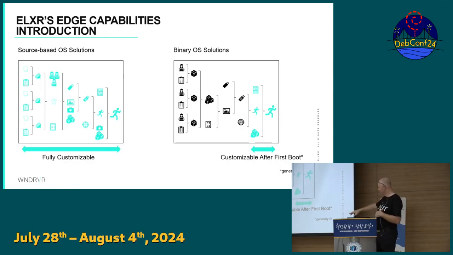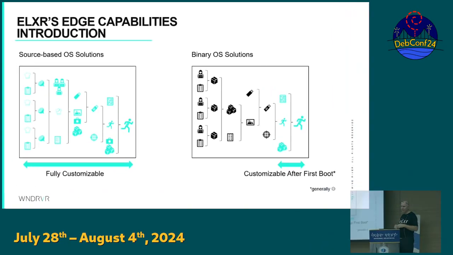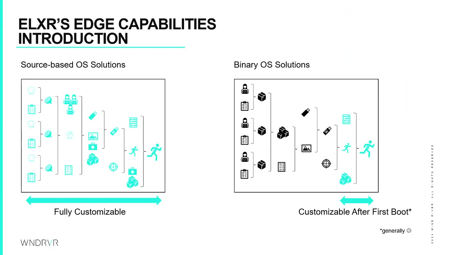I did put an asterisk down the bottom here, but generally binary distributions are only customizable after first boot. Now, the benefit of a binary solution and that after first boot customization is that there is a very large ecosystem to support that. So things like Ansible and Puppet, there are ways to affect customization, but it's rather late in the game, and especially when you're talking about embedded devices.